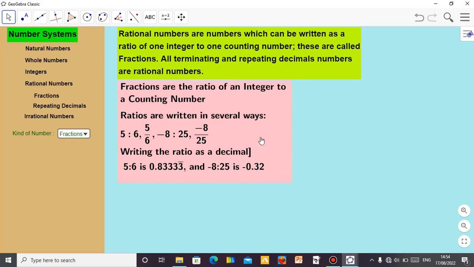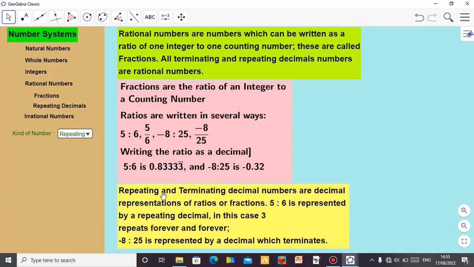Take note of this. Rational numbers are numbers written in ratio form or in fractional form. That's what I mean by these are called fractions. So fractions are actually rational numbers. Even the ones with recurring decimals, like this form, they are rational numbers. The ones with terminating decimals are rational numbers. Take note of that. Then what does repeating decimal mean? Repeating and terminating decimal numbers are decimal representations of ratios or fractions. I'm just trying, with this statement here, to tell you the meaning of repeating decimal like these examples, or terminating decimal like this example.